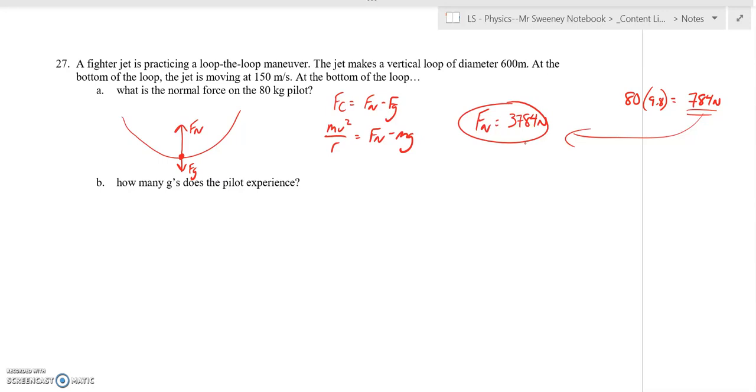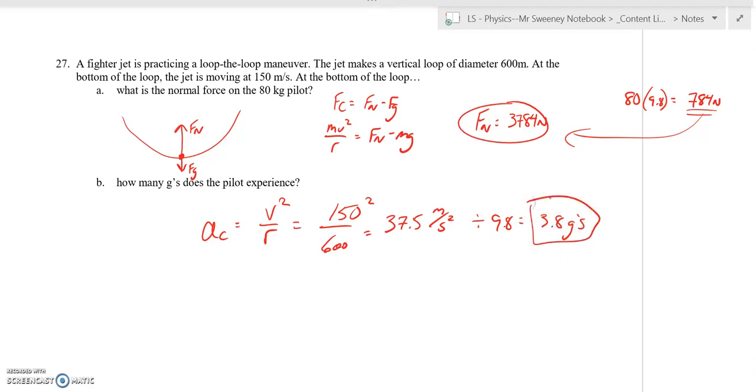So this is going to cause a big acceleration on the pilot. The acceleration is v squared divided by the radius, and you just do 150 squared divided by 600. It gives you an acceleration of 37.5 meters per second squared, which doesn't sound like much, but when you turn it into g's, dividing by 9.8, this is 3.8 g's. Okay, that's going to be tough for an average person to withstand. Pilots, I'm sure, are fine with it, but still nothing to roll your eyes at.